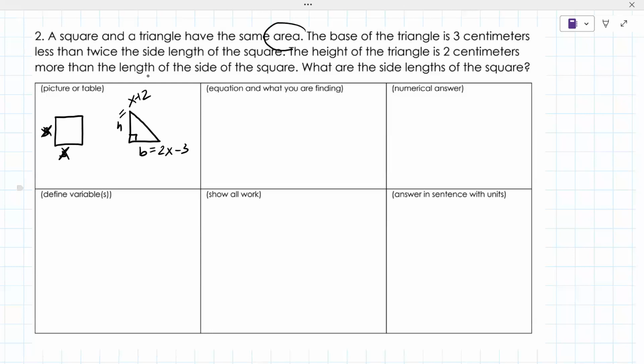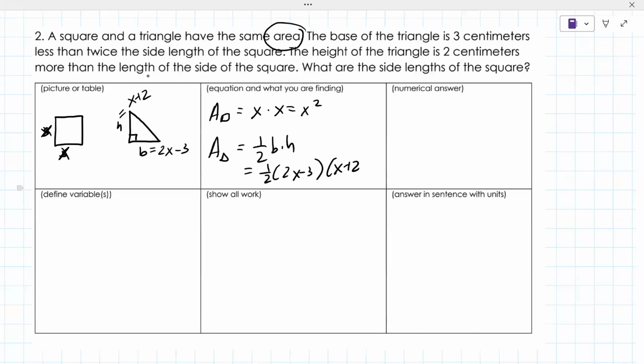Okay, so the area of a square is x times x, or x squared. The area of a triangle is 1/2 base times height, but we know the base. The base is 2x minus 3, and the height is x plus 2.